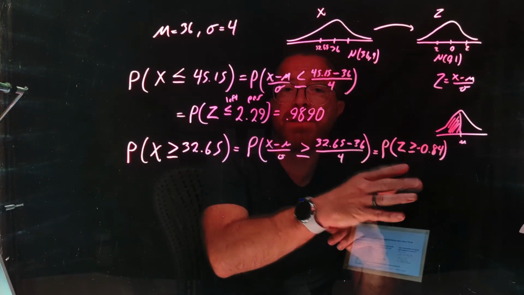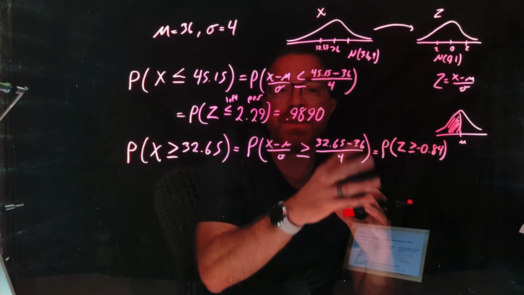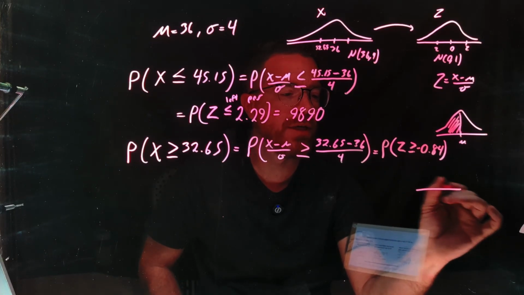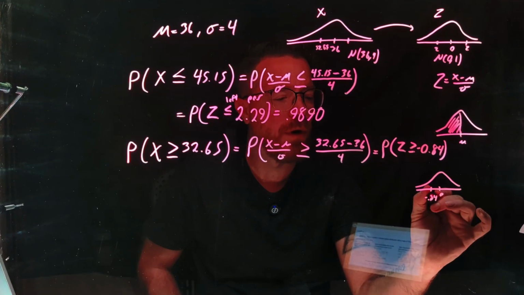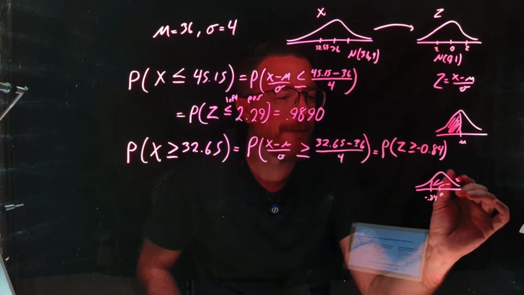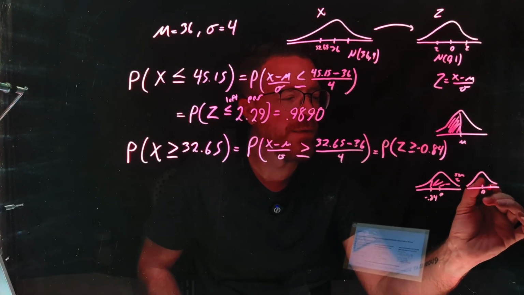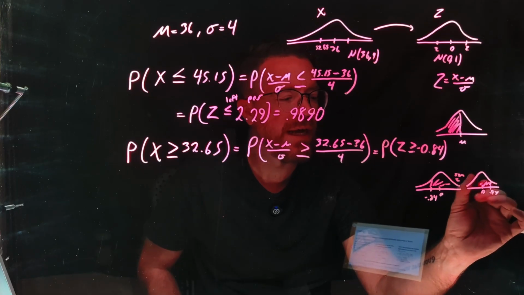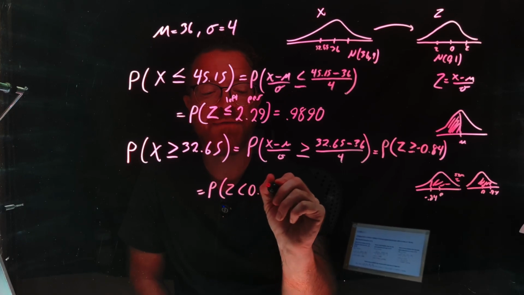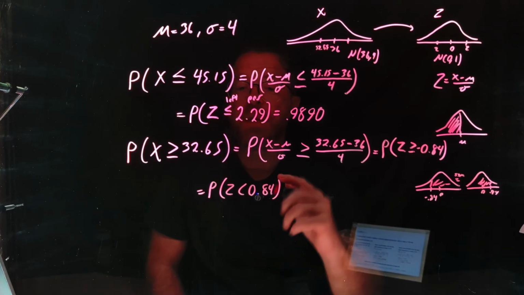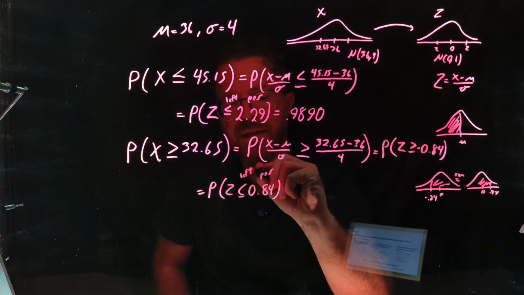Okay, so now, can I look this up in my table? Well, my z value is negative, so the answer is no. First thing I need to do is I need to use symmetry, right? Because I am looking at everything that is greater than or equal to negative 0.84. So I'm going to use symmetry to create a mirror image of this, and I'll be looking at everything to the left of 0.84. So this is going to be equal to the probability z is less than positive 0.84. Now this I can look up in my table because this value is positive and we're looking to the left.